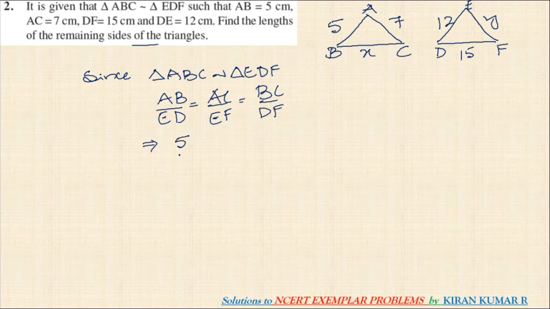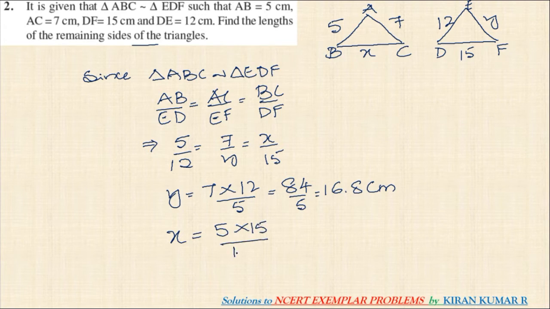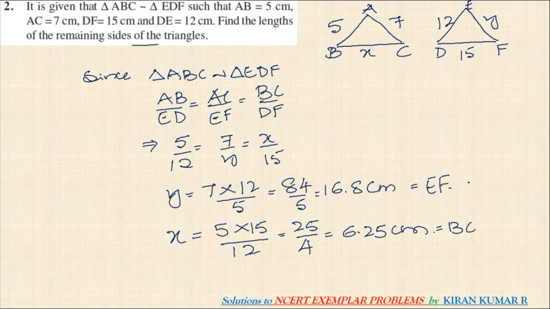AB, the length is 5 upon 12. This will be equal to 7 upon Y. This will be equal to X upon 15. Now I can find the value of Y as 7 multiplied to 12 upon 5. We get it as 84 by 5. We get in terms of decimal 16.8 centimeter. And the value of X will be equal to 5 multiplied to 15 upon 12. This will be 25 by 4. The reason is it is divisible by 3. We get 6.25 centimeter. Therefore, the length of the remaining side BC is 6.25 and EF is 16.8 centimeter.